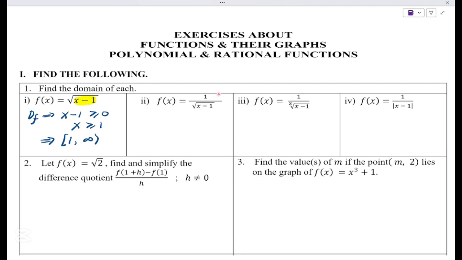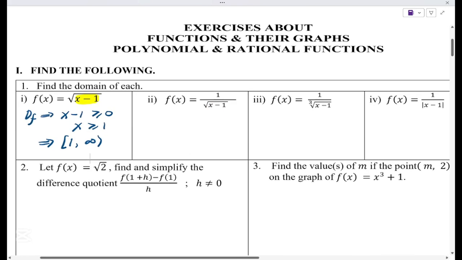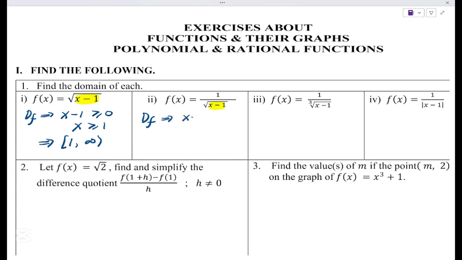For the second function, we have a fraction which is 1 divided by square root of x minus 1. So we will apply the rule in the domain of a fraction or domain of rational function. So we have the numerator which is 1 and we don't have any problem with this. And the denominator is under the root, similar to the first question. But we know the rule under the root, which is x minus 1 must be greater than or equal to 0. But then, since this is in the denominator, we will set this x minus 1 greater than 0.